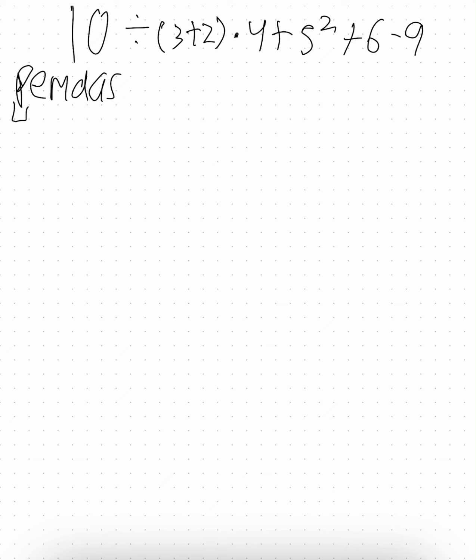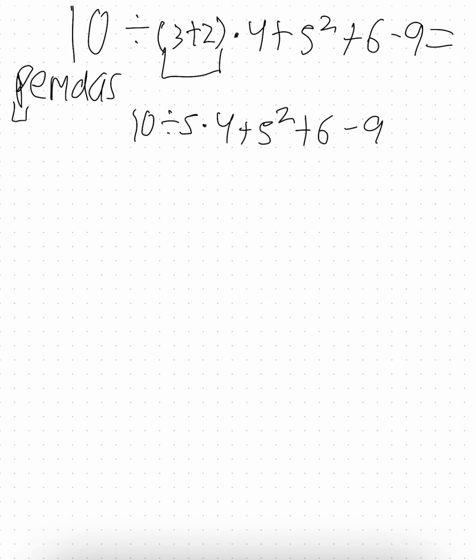Parentheses come first, right? And what's inside the parentheses? It's 3 plus 2. So what is 3 plus 2? It's just 5, right? So we have 10 divided by 5 times 4 plus 5 to the second power plus 6 minus 9.